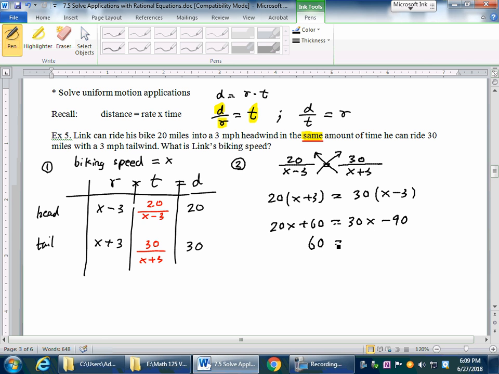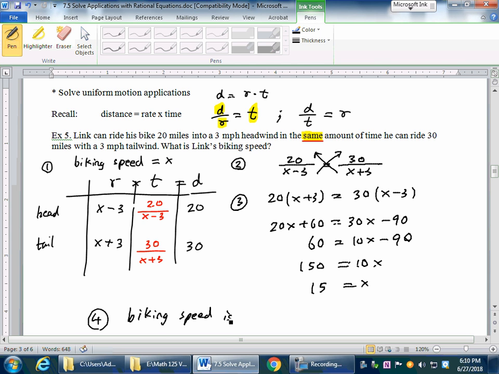Subtracting 20x on both sides, it will be 10x minus 90. And adding 90 on both sides, that will become 150 is equal to 10x. And dividing both sides by 10, that will become 15. And this tells us what our biking speed is. So now I can interpret it. Biking speed is 15 miles per hour.